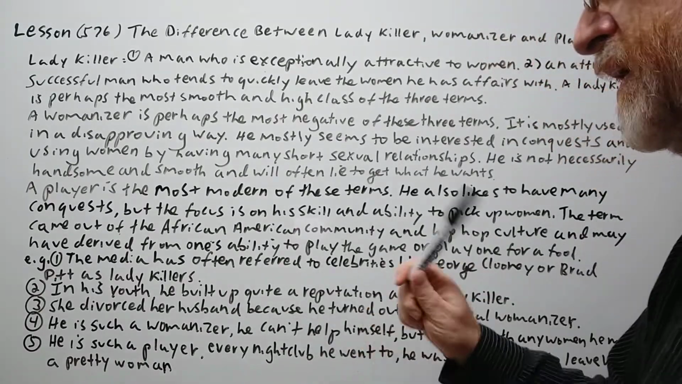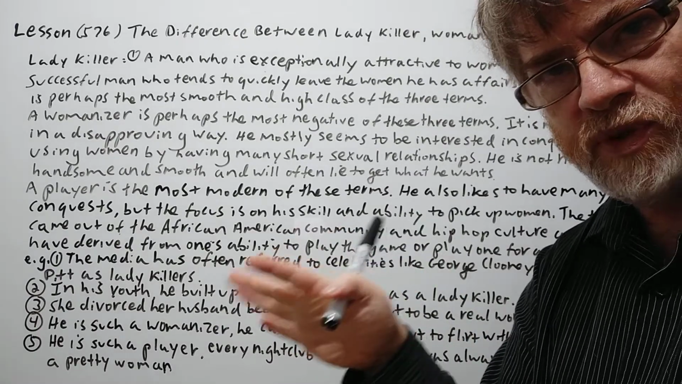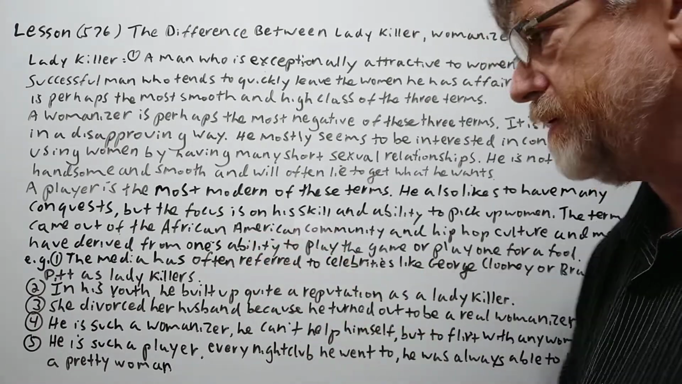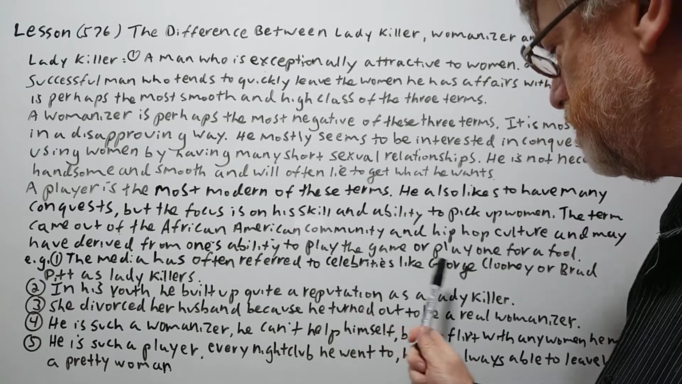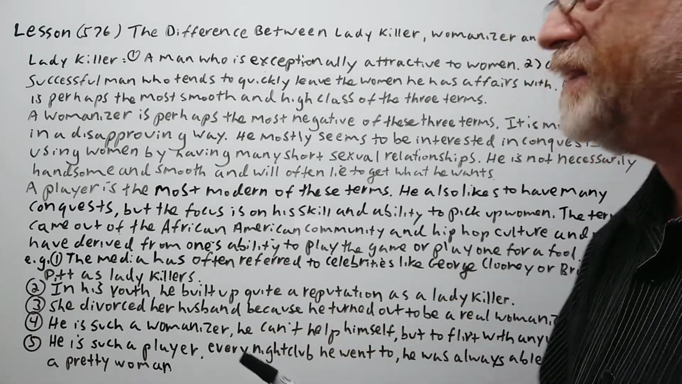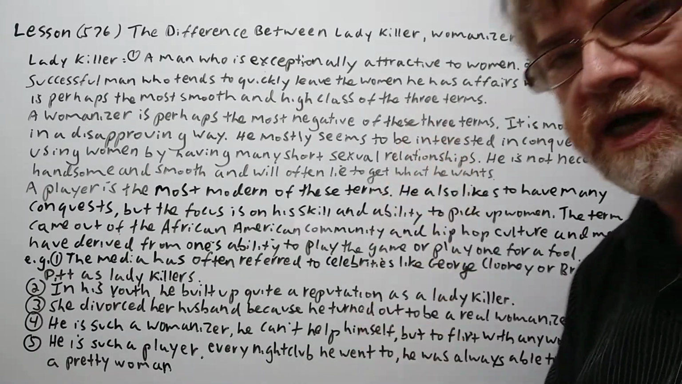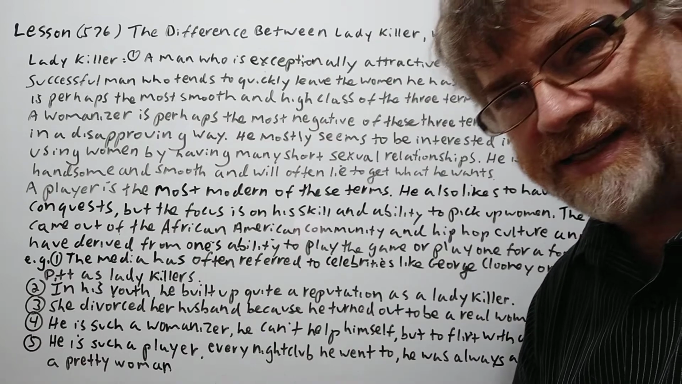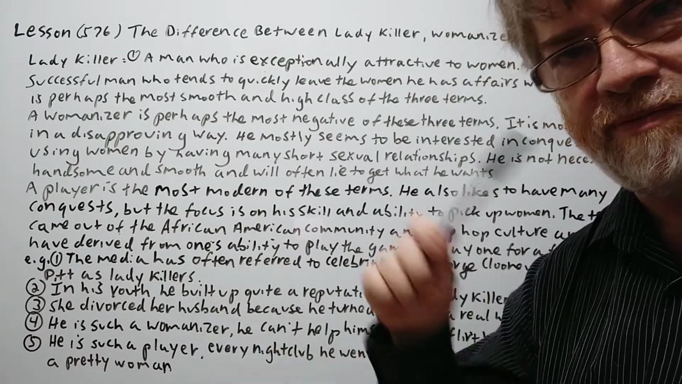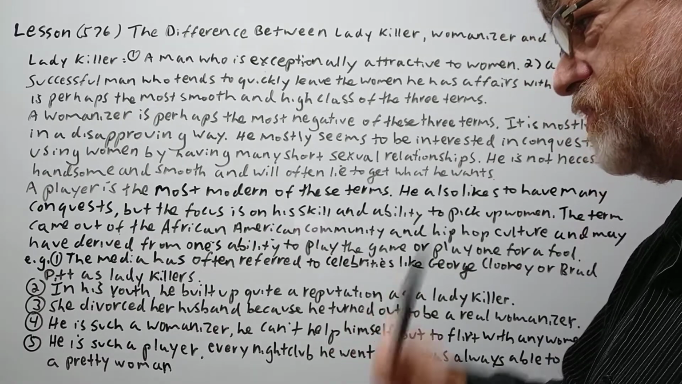So let's go over the examples to help us kind of clarify a little bit of a feel between the difference between all of them. The media has often referred to celebrities like George Clooney and Brad Pitt as lady killers. And they're doing it in the more positive way, just meaning the man that's exceptionally attractive to women, not necessarily focusing on him using and leaving women quickly. So that's our first example.